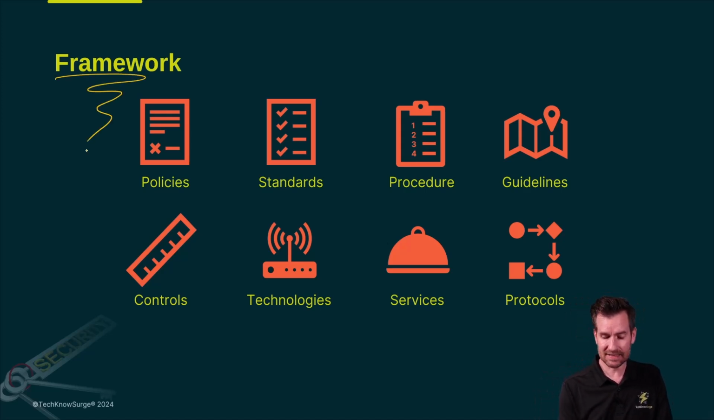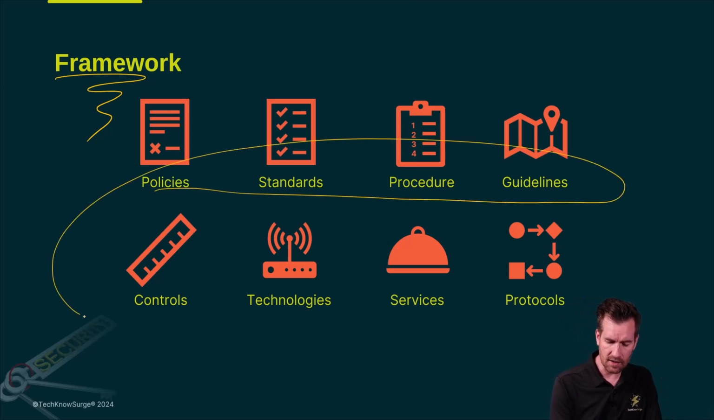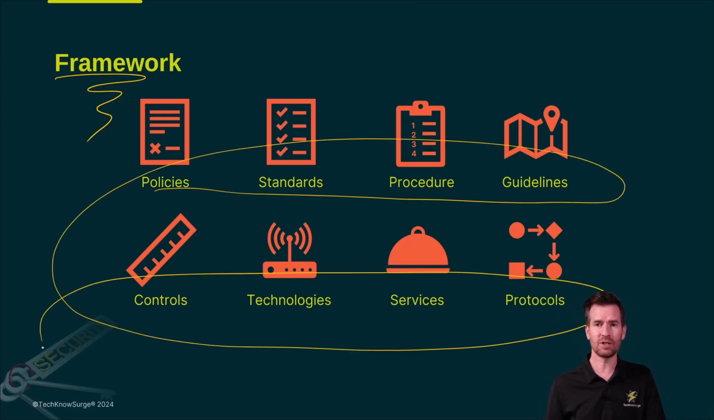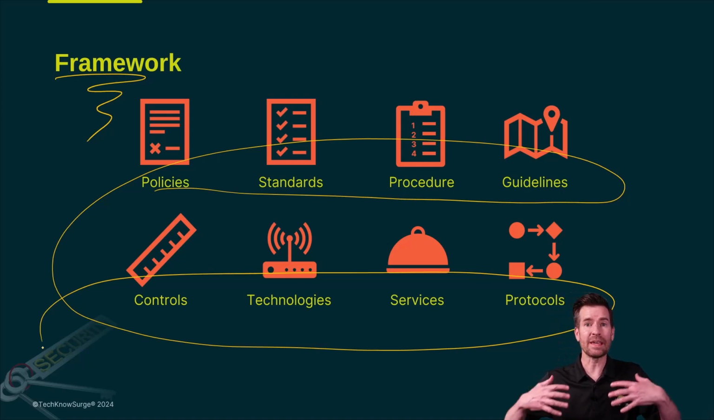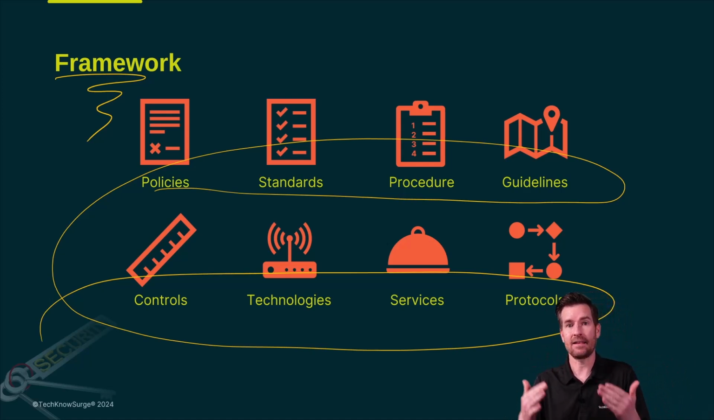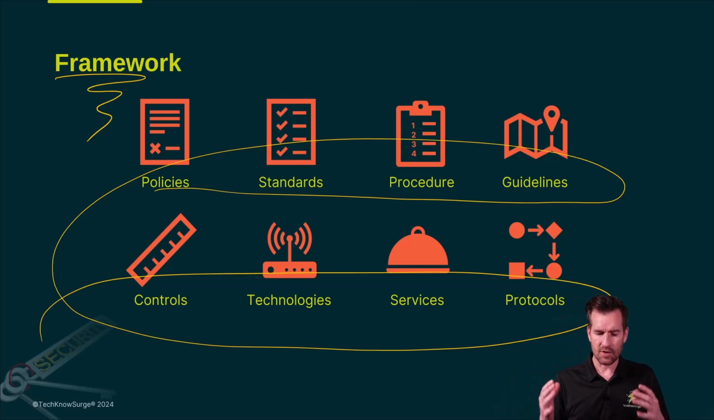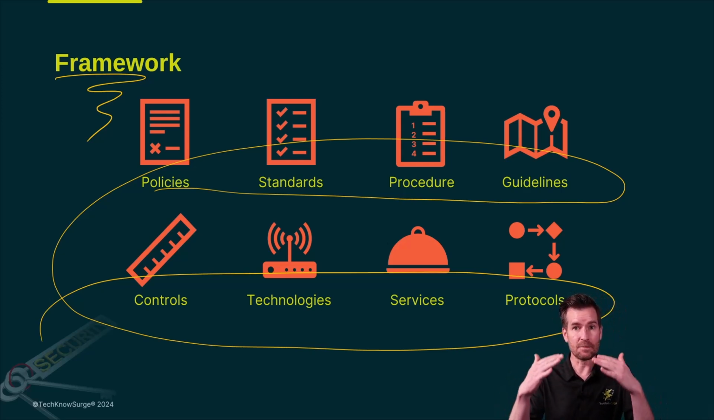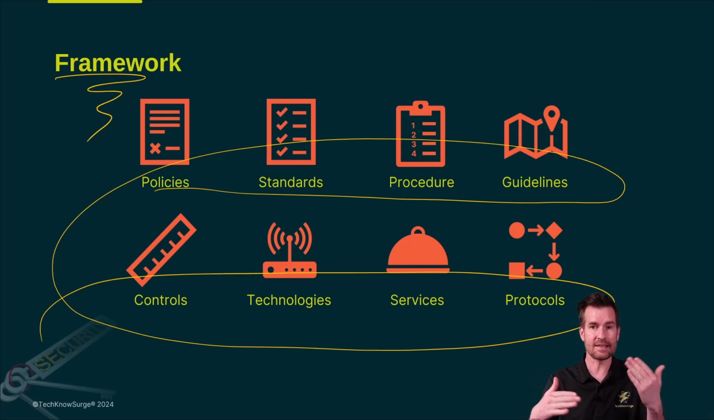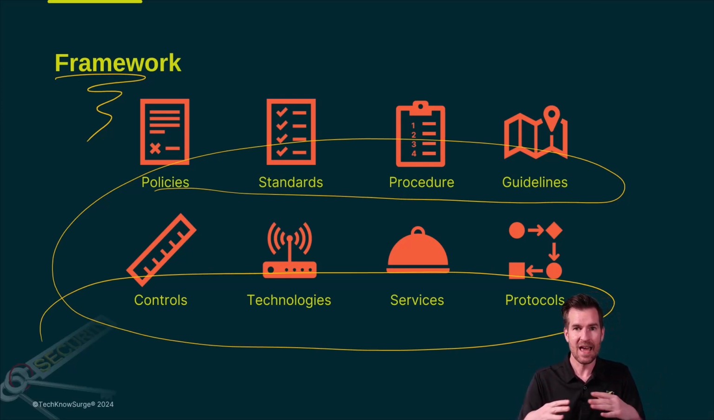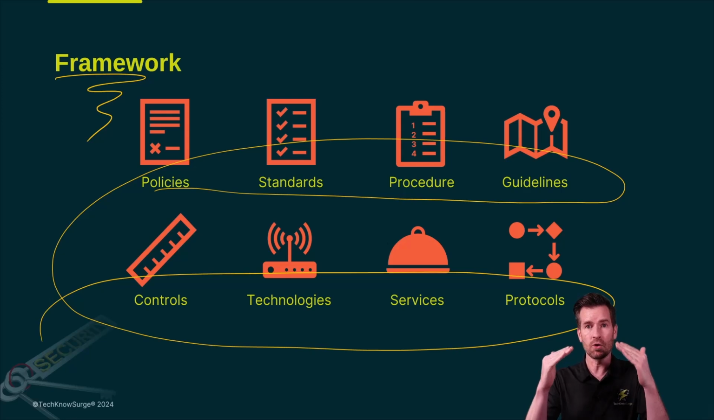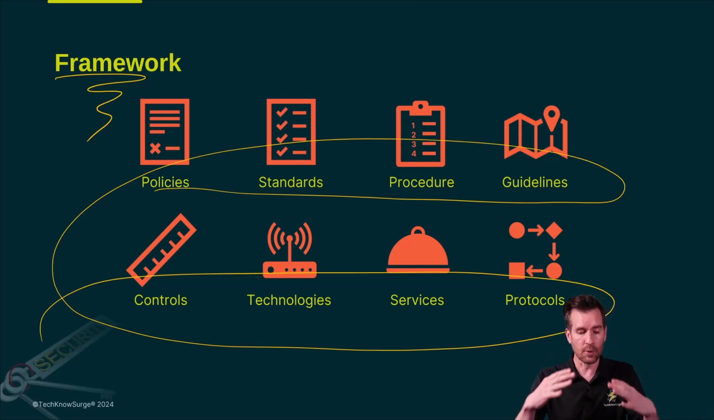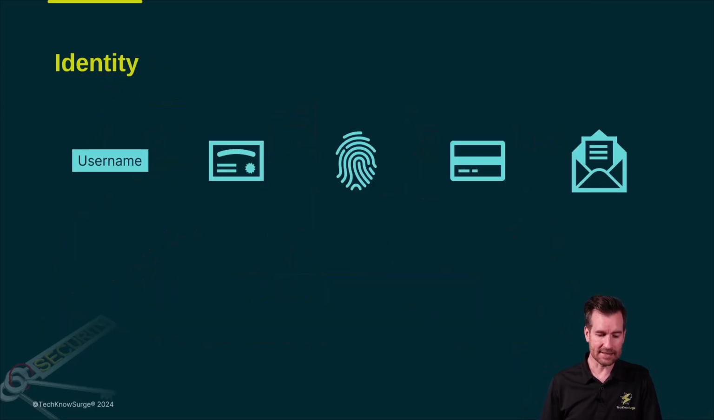Well, IAM is a framework. It consists of policies, standards, procedures, guidelines, controls, technology, services, protocols. It's really how you implement this idea of identity and access management. And so each company is going to have a little bit different view and a little different setup, but it's the overall picture of how your company and organization approaches identifying people and the access that they have.